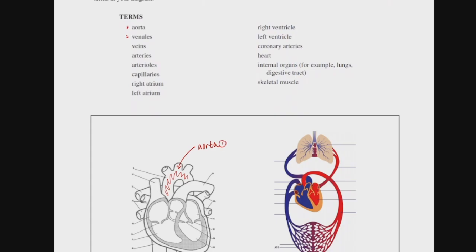Venules can be found in the diagram seen on the right, and that is basically a small vein that's right next to a capillary. So we're going to see venules right over here. Veins, as you can imagine, are right there as 3. Arteries are seen here.